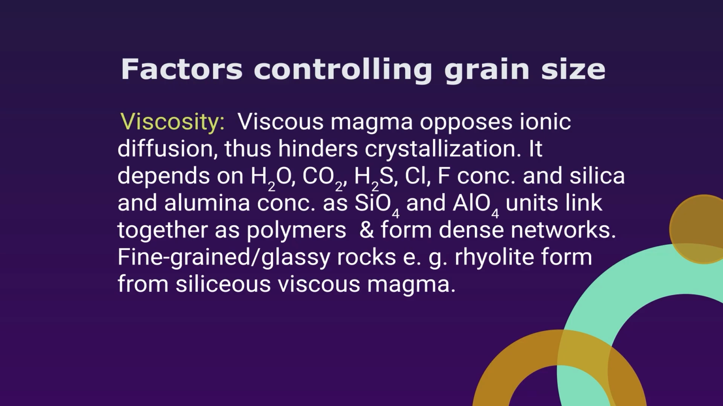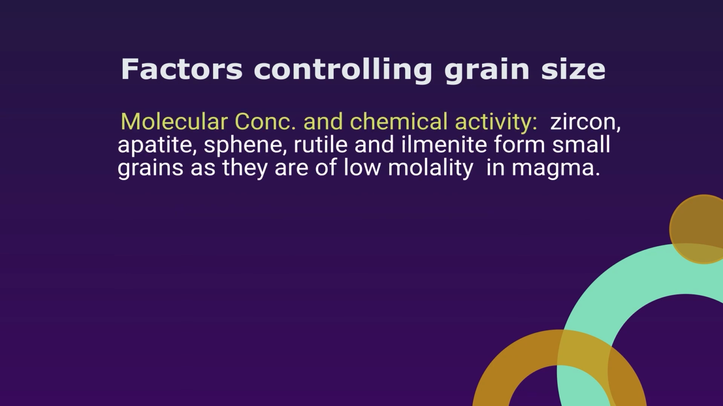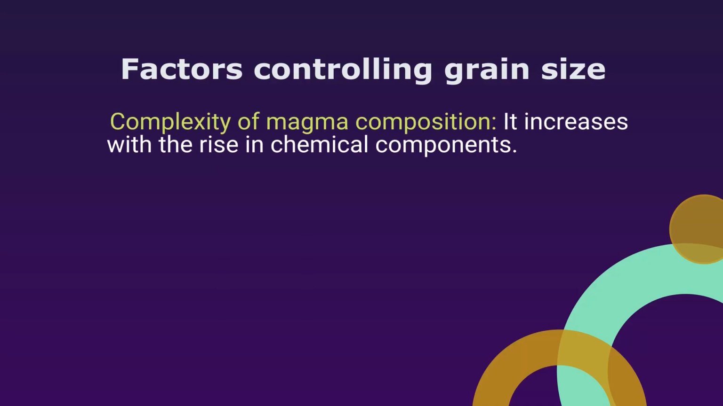Fine grained glassy rocks such as rhyolite form from siliceous viscous magma. Molecular concentration and chemical activity: zircon, apatite, sphene, rutile, ilmenite form small grains as they are of low molality in the magma. And the third important factor is complexity of magma composition. It increases with the rise in chemical components.